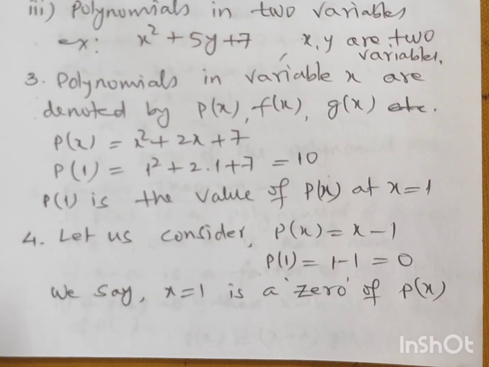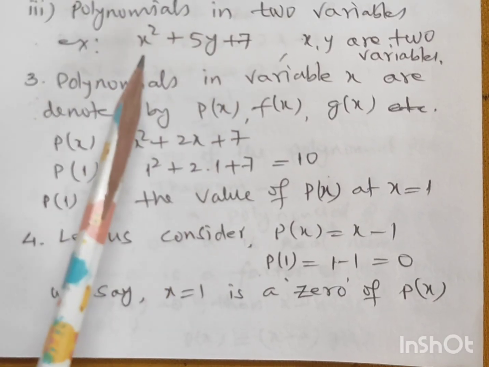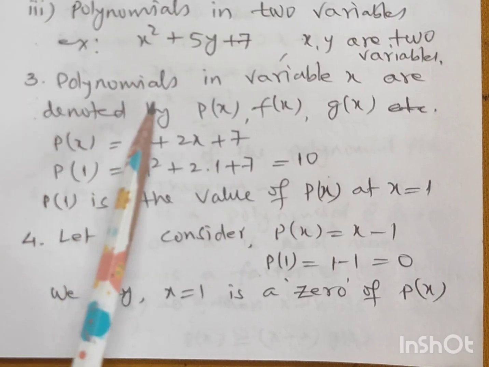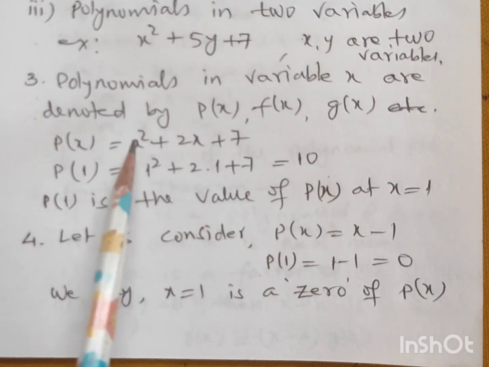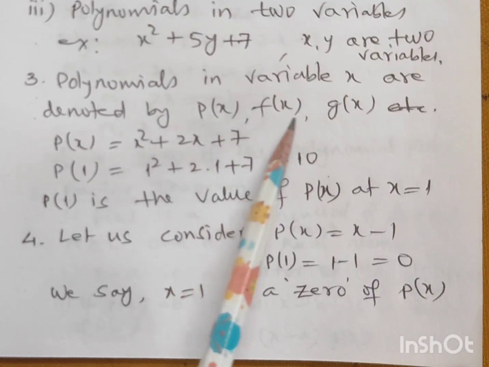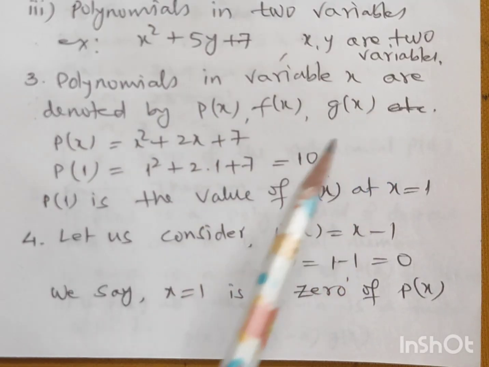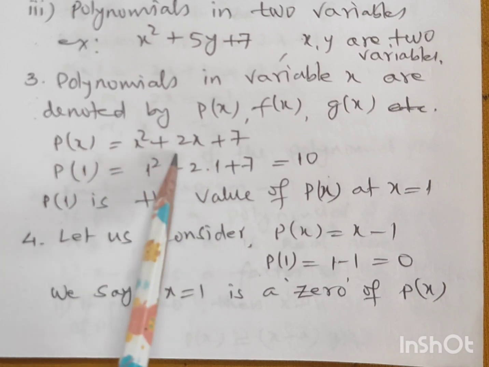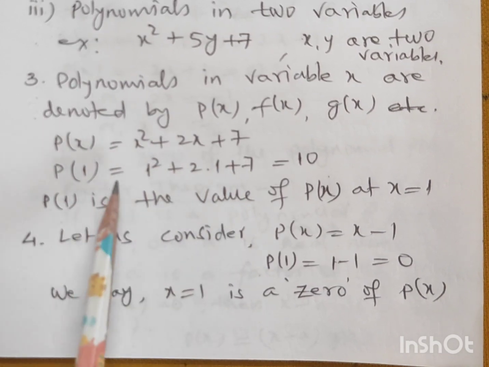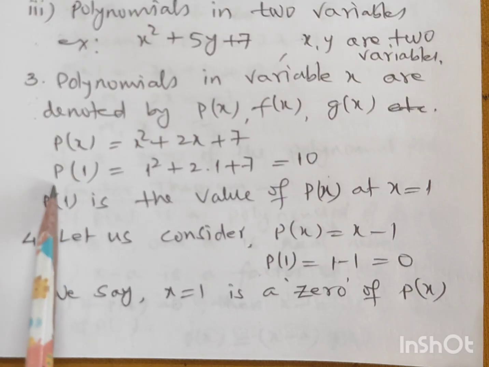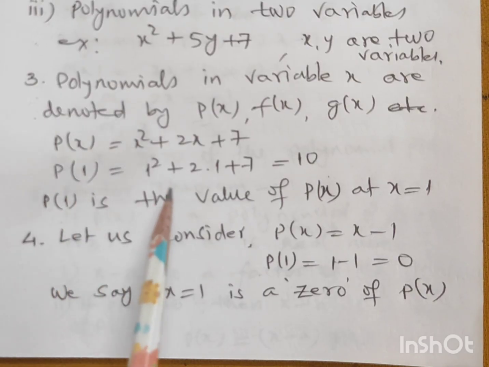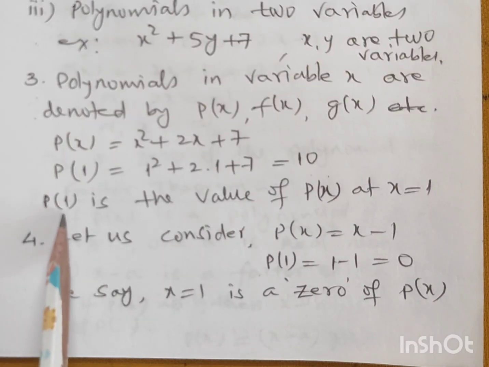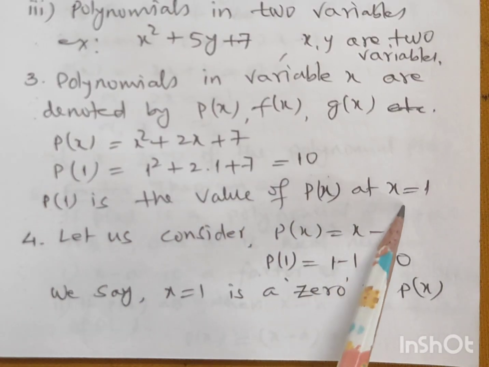Polynomials in two variables. This is an example. x and y are two variables. Polynomials in variable x are denoted by p(x), f(x), g(x), etc. Now this is a polynomial: p(x) equals x squared plus 2x plus 7. If we put the value of x as 1, we get p(1) equal to 10. We say p(1) is the value of p(x) at x equal to 1.